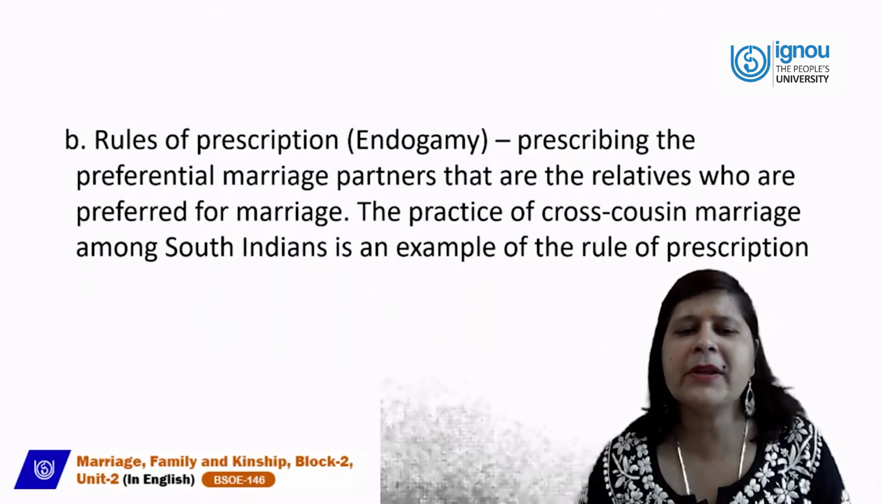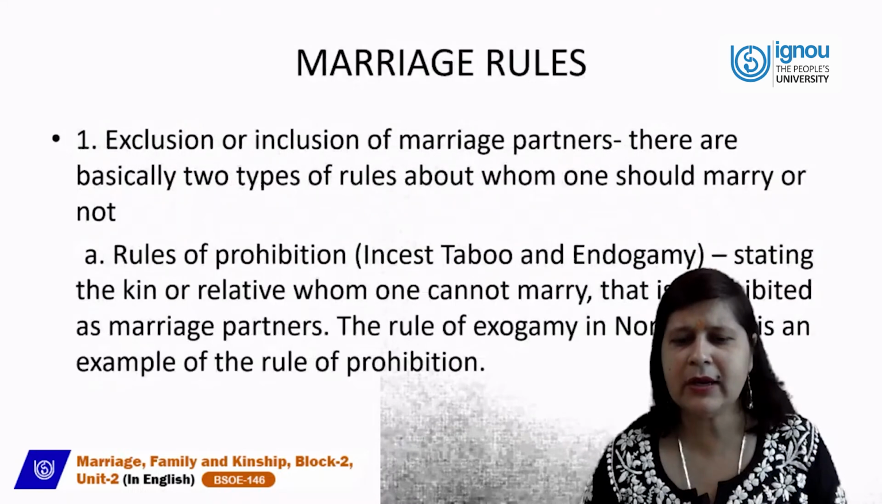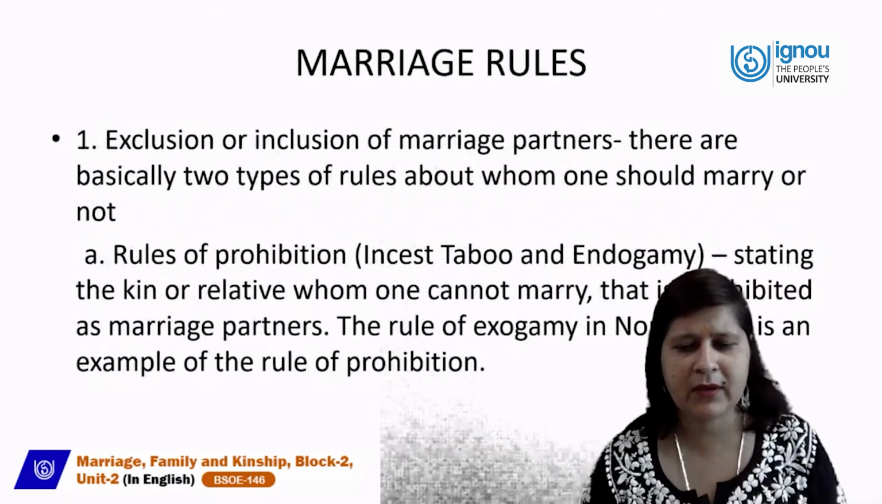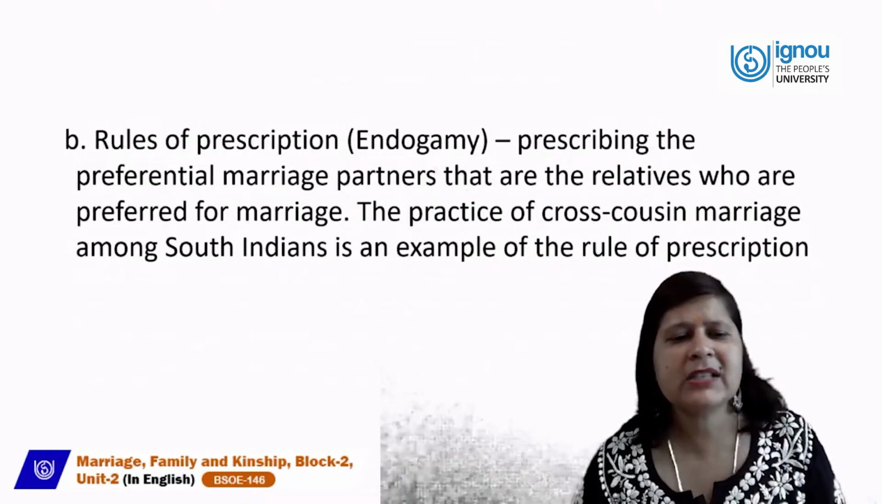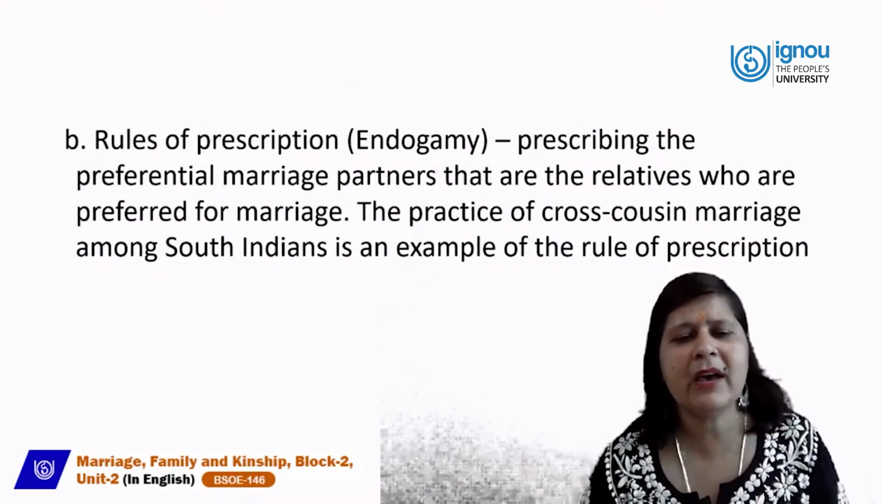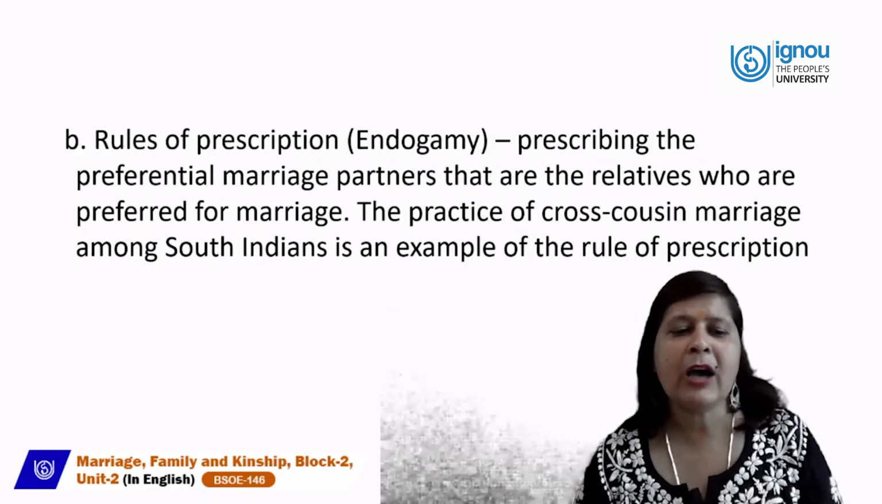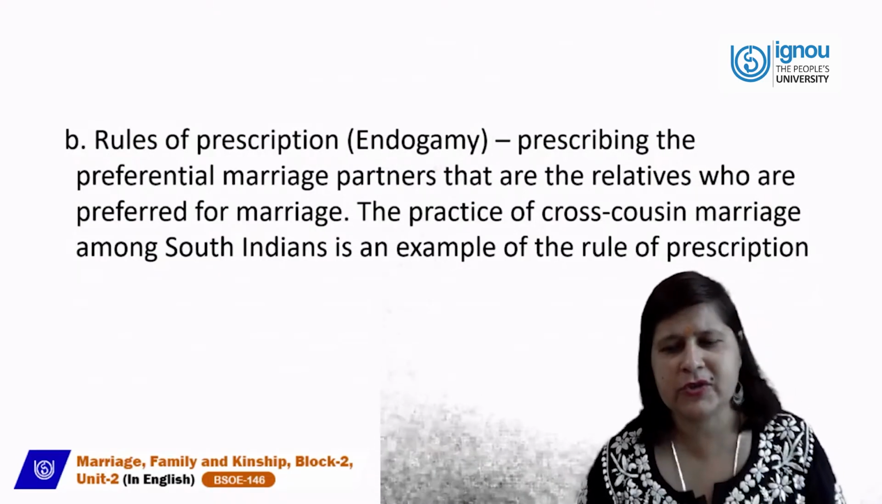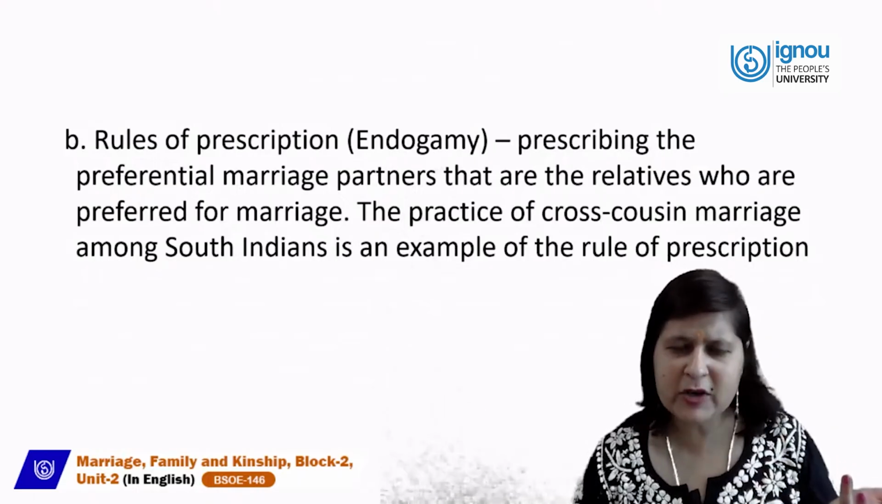Rules of prescription. I'm sorry, it must be endogamy, right? Rules of prescription, endogamy, prescribing the preferential marriage partners, that are relatives who are preferred for marriages. What is the rule of prohibition?